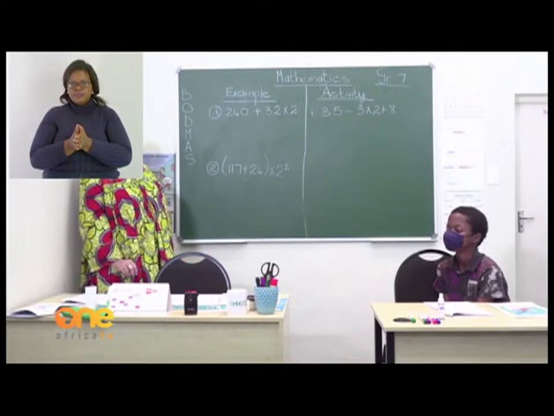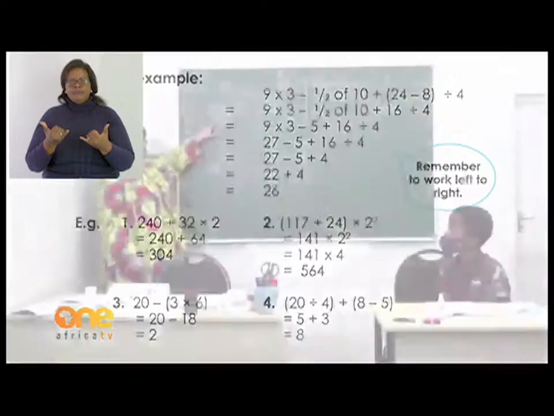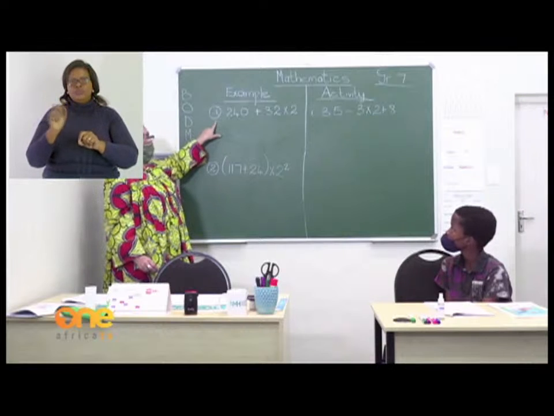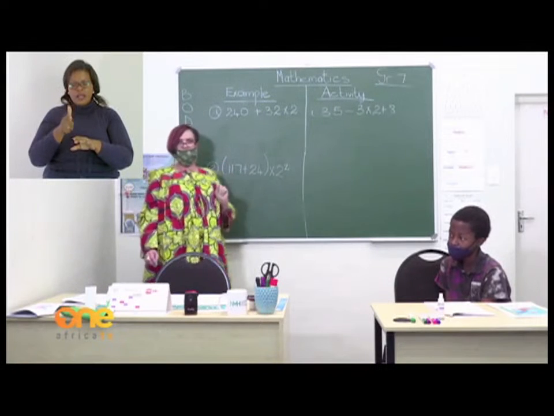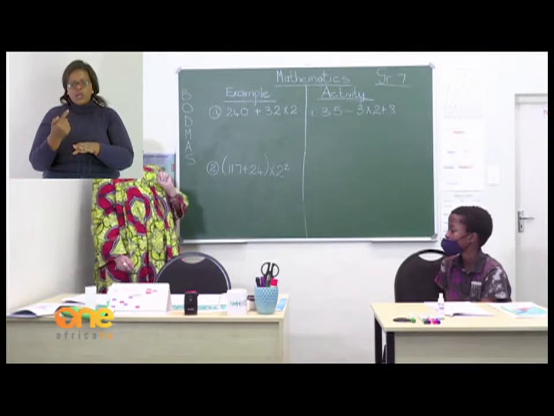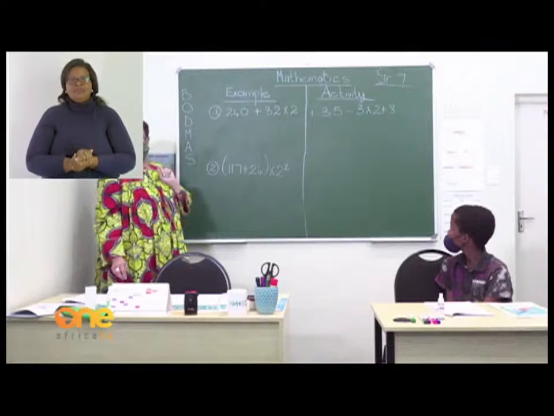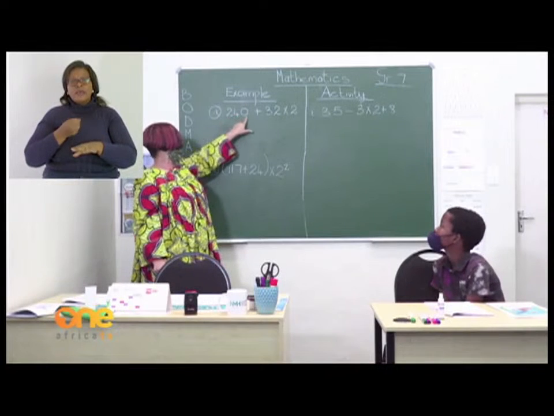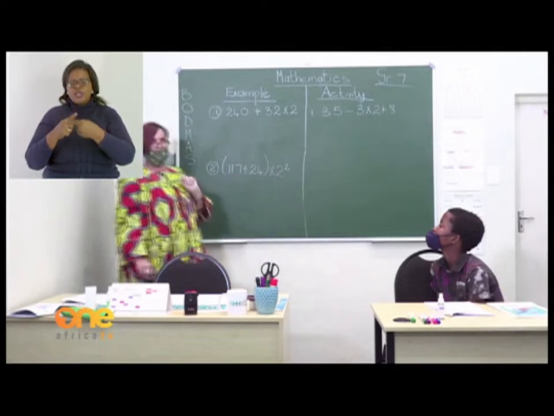On page 14, you will find a few examples. Now, I have written 2 of the examples on the board. So we will go through these 2 examples. And you have to go with me. Try and get the answer before I write the answer, so you can find that as quick as possible. In my example, we have 240 plus 32 times 2.